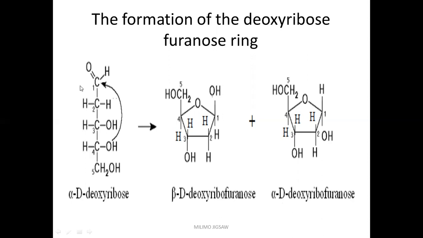When you look at the alpha and beta forms, they are a result of the asymmetric or chiral C1, which is attached to 4 different groups: the OH, the H, the O, and the C. So it's a chiral center, which makes it asymmetrical.